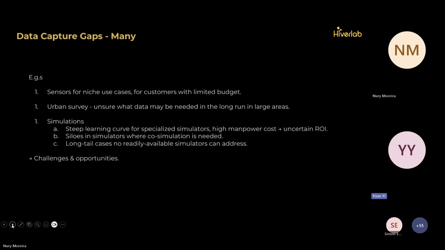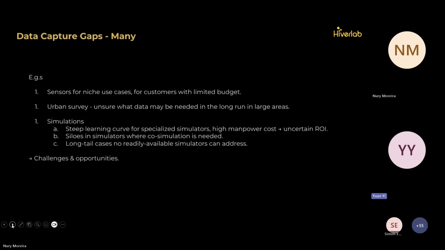Also, there are long-term use cases we've seen which are quite new, and there are no existing simulators designed for that kind of scenario just yet. So when the customers look around, they couldn't find a suitable simulator. Something needs to be developed from scratch. So these are some of the examples I've listed down based on the learning points we've observed in the past few years from actual projects.